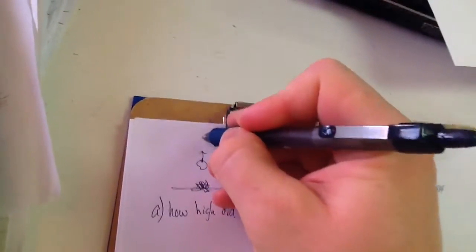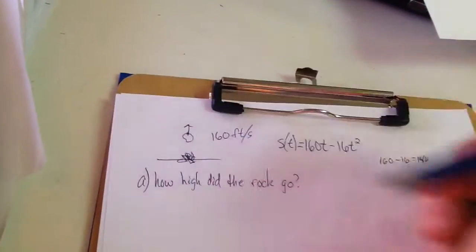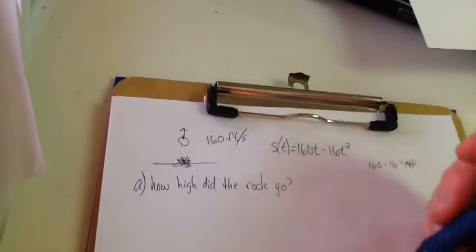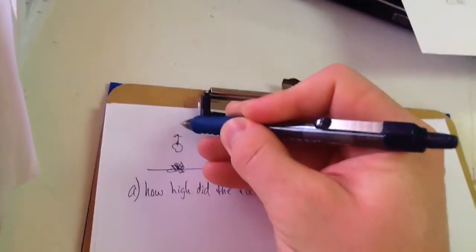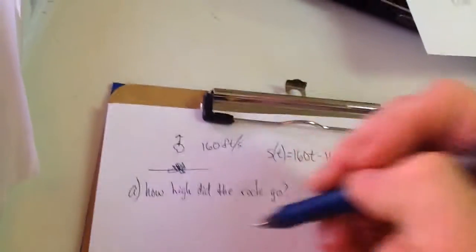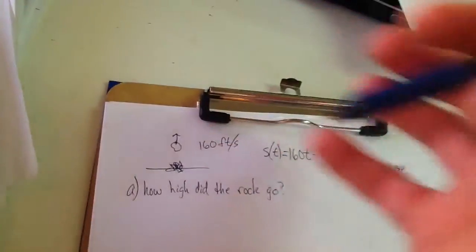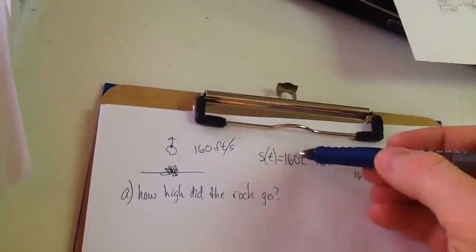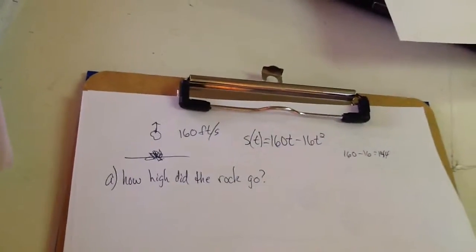It's going to go up, stop, turn around and come back down. The key point is when it stops. If we know when it stops, the velocity is equal to 0. Because it's going to go up with a positive velocity, it's going to stop, and then it's going to come back down with a negative velocity. So if we can figure out the time at which the velocity is equal to 0, we can take that time and plug it into our position function to get the maximum height.